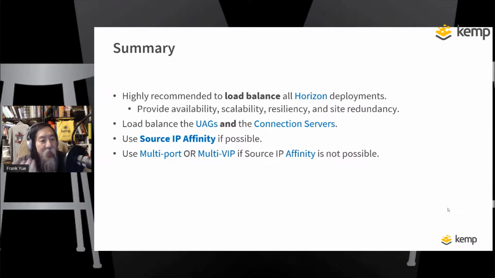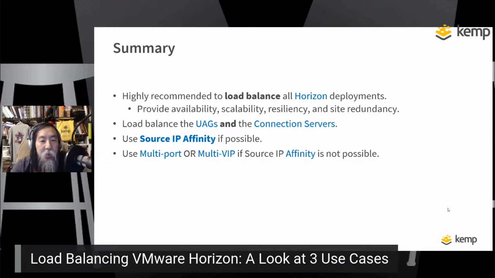So I can't tell you which one of the second two is better. It depends upon your use case, which of those is less painful: opening up firewall holes or using more public IP addresses. But one of those is going to be needed only if you can't use that source IP affinity. So again, client source IP affinity is the easiest way to do it. Highly recommended. Load balance all the components in the Horizon deployment infrastructure, the UAGs and the connection servers, and load balancer applications in general.